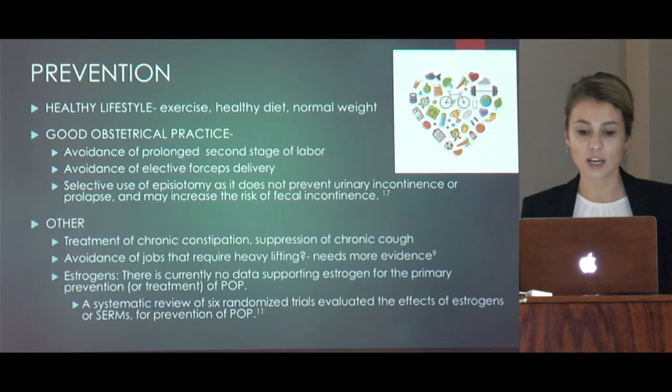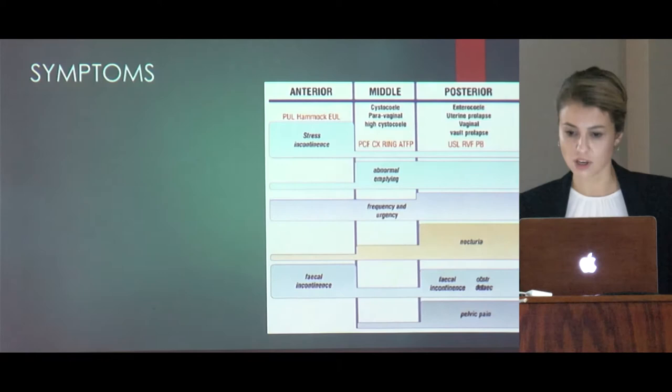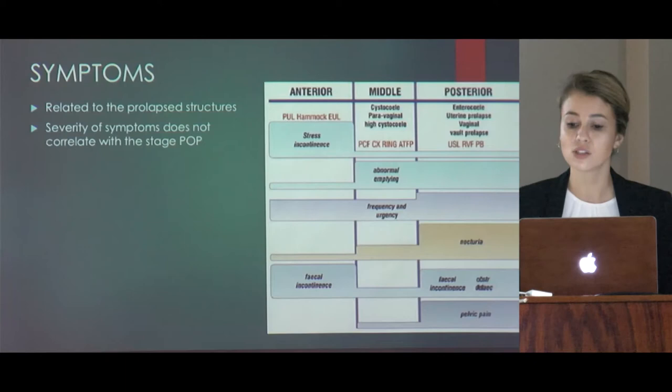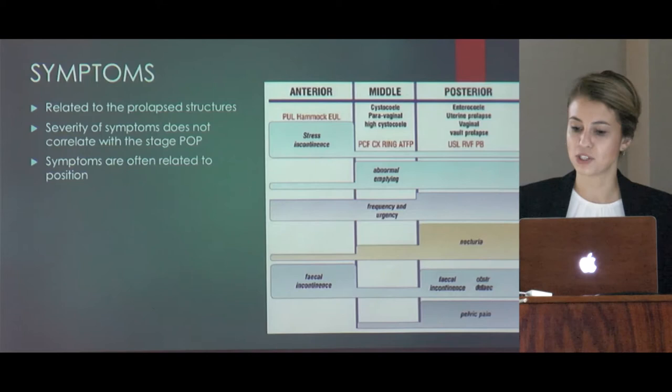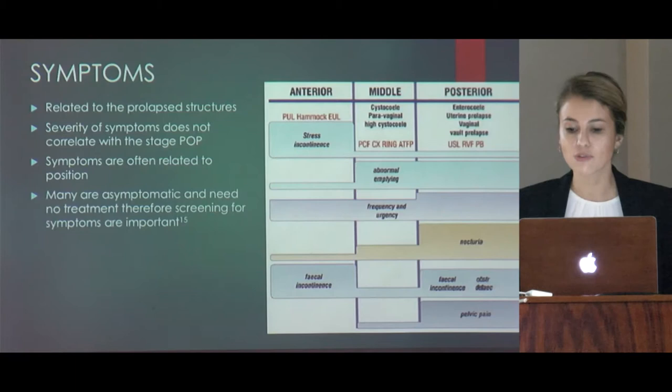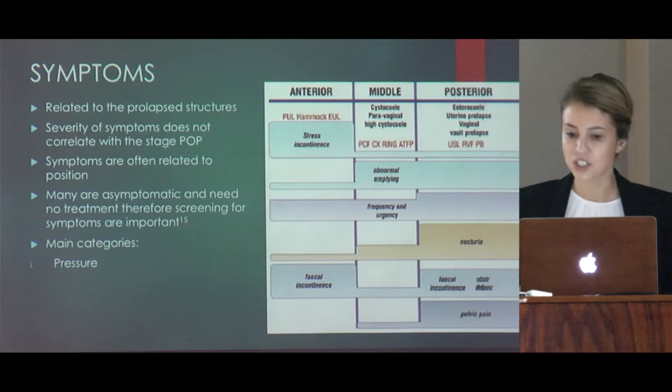So common symptoms of prolapse are related to the prolapsed structures, and the severity of some symptoms does not correlate with the stage. Symptoms can often be related to the patient's position, and many patients are asymptomatic and do not need any treatment. Therefore, screening for symptoms is important. The main categories for symptoms are the bulge or pressure symptoms. The woman might feel a heaviness in the pelvis or vagina, or that something is bulging or falling out.